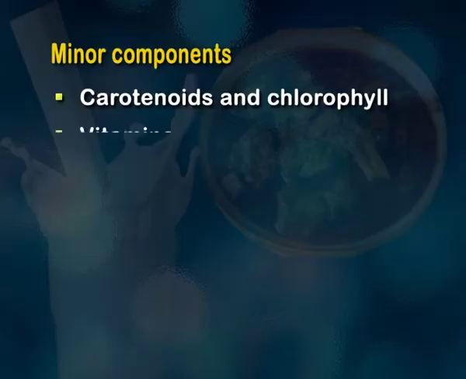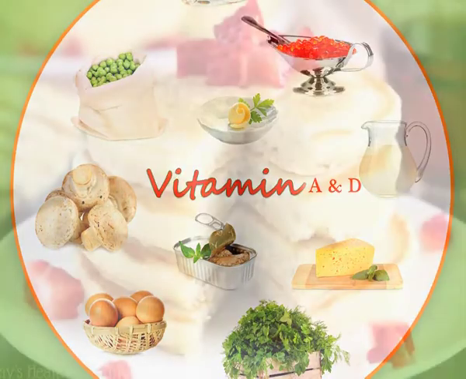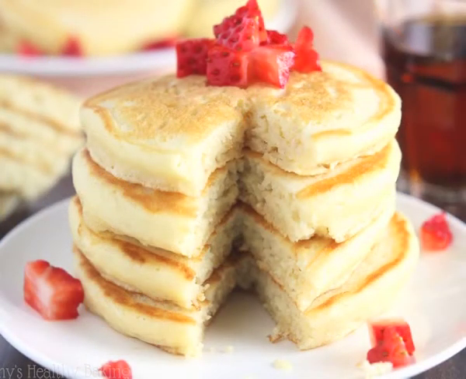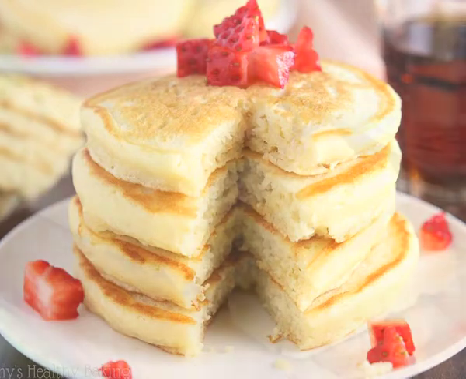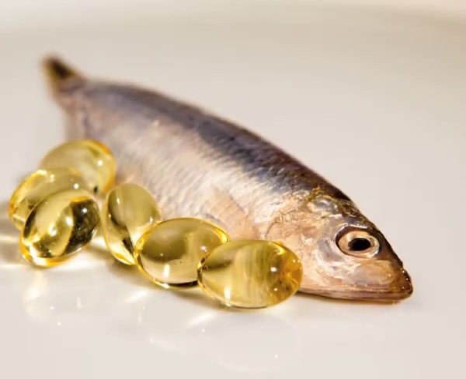Then the next minor component is vitamins. Most fats and oils are not good sources of vitamins other than vitamin E. The fat-soluble vitamins A and D are sometimes added to foods which contain fat because they serve as good carriers and are widely consumed. A traditional source of vitamin A is butterfat. Fish oils are a common source of vitamin D.